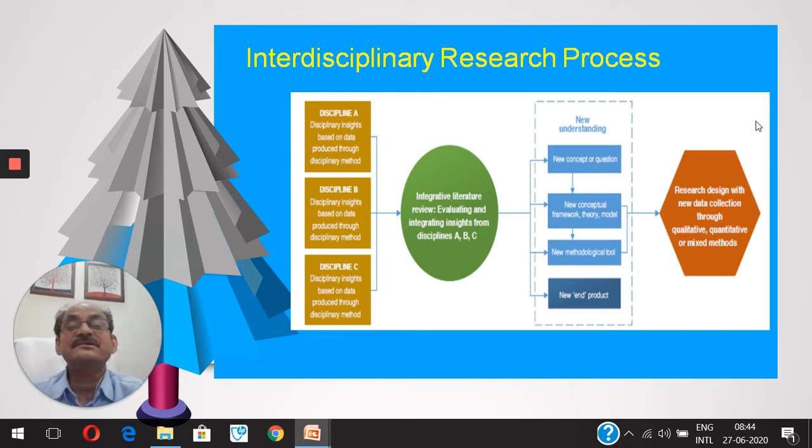So what does new understanding mean? New understanding means a new concept or new question, a new conceptual framework, theory, or model. For example, nowadays I am working in the general theory of relativity, but with fractal theory. This is a new theory, fractal theory. The new theory was developed by somebody, but it is connected to the fractal.